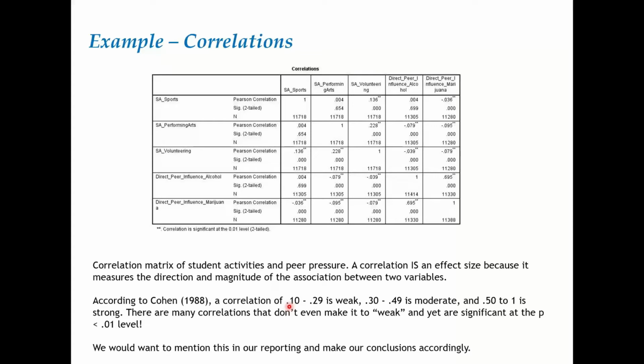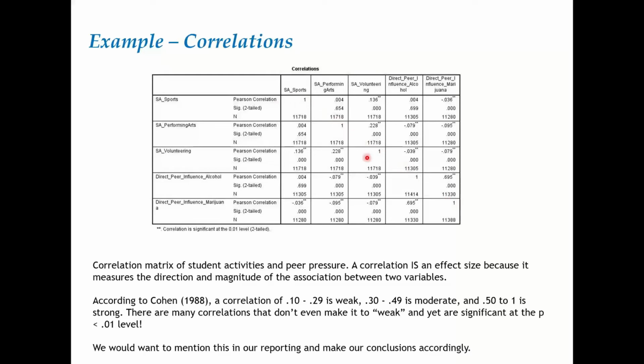Okay. Here's another one with correlations. I have a correlation table. This study was for high school students and peer pressure. If a student was in sports or performing arts or volunteering, how much did their peers influence them to drink alcohol or smoke marijuana? Okay. So this is a correlation matrix, if you haven't seen them before.